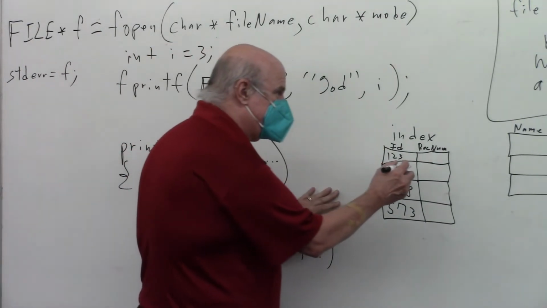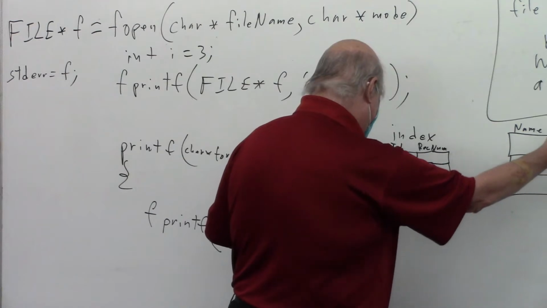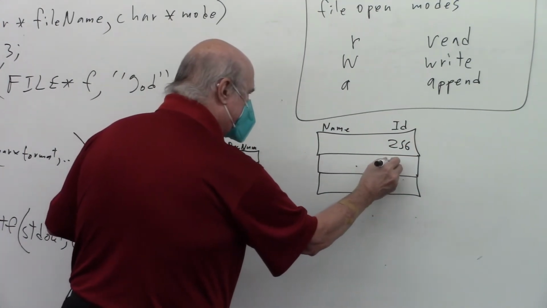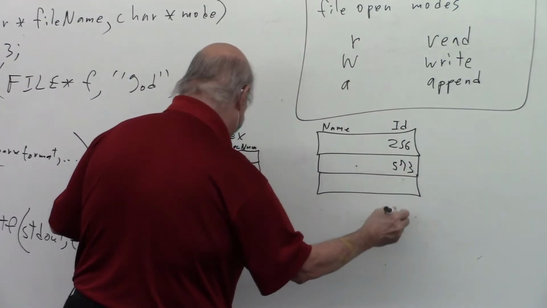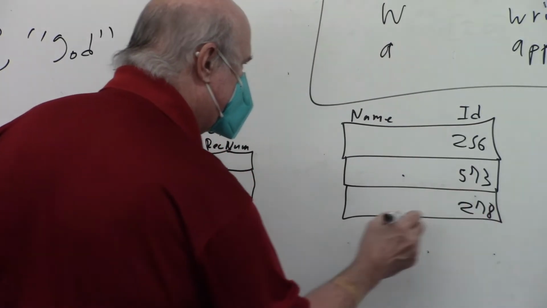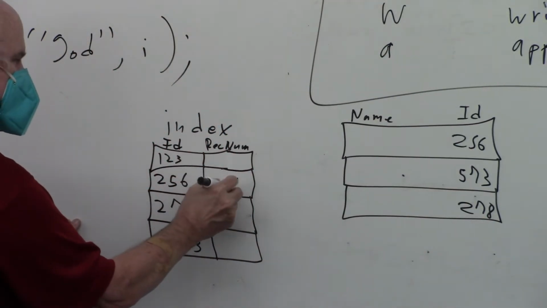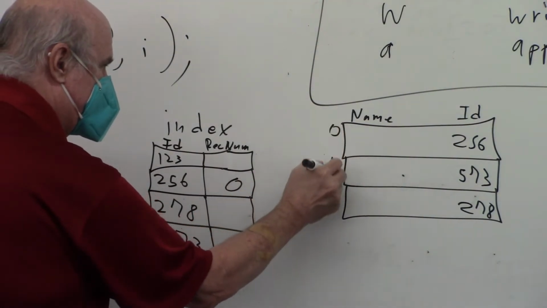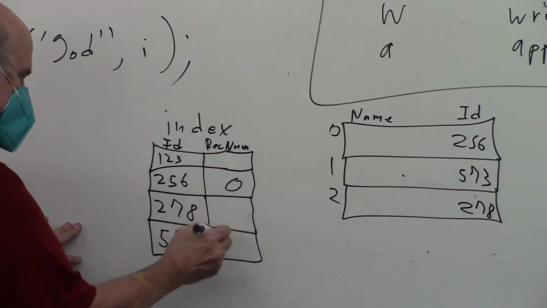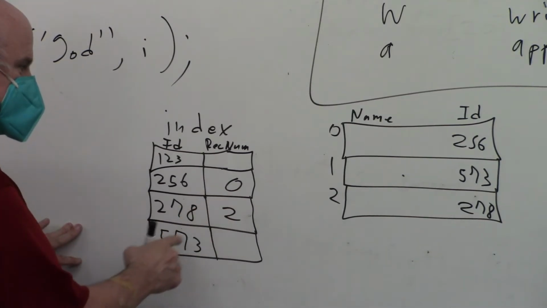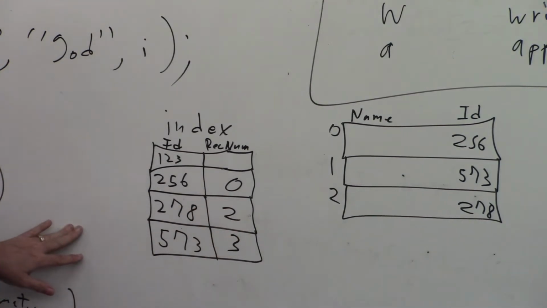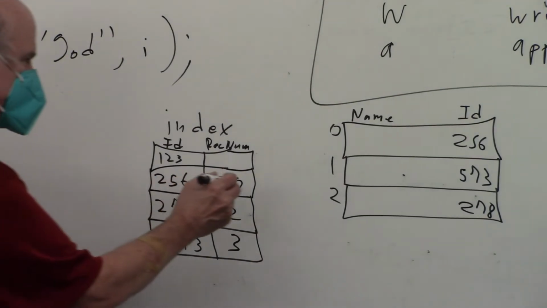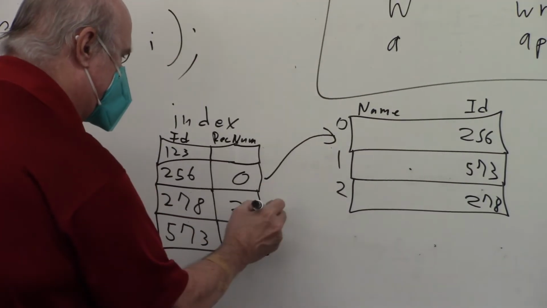And then you have a record number. So suppose the IDs got written as 256, 573, and 278. This guy would have a record number of 0. This is 0, 1, 2. This guy would have a record number of 2. 573 would have a record number of 3. So after you do your binary search, you can go straight to the record.